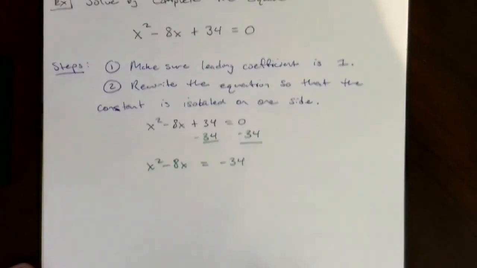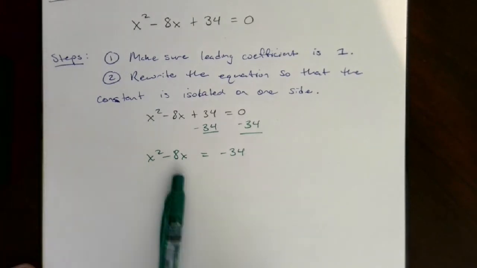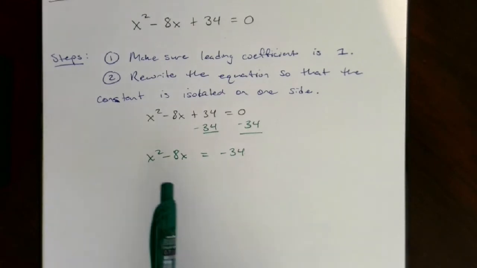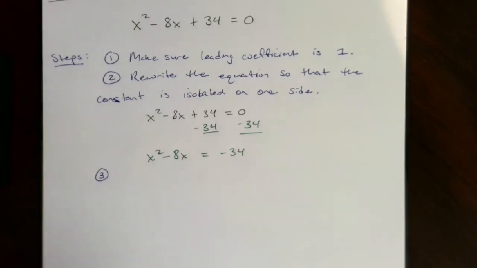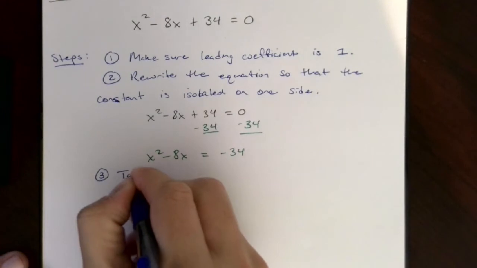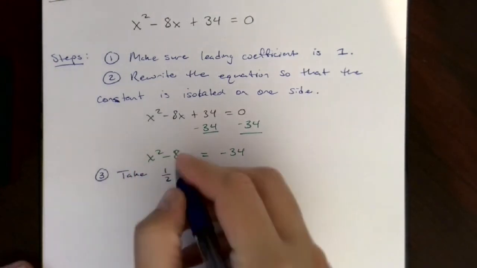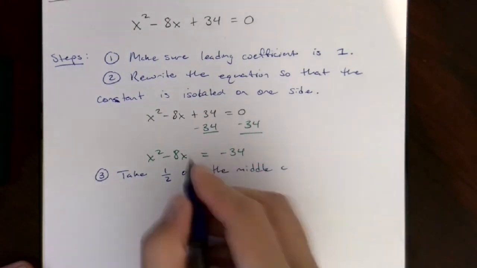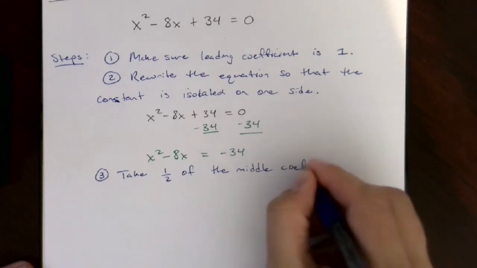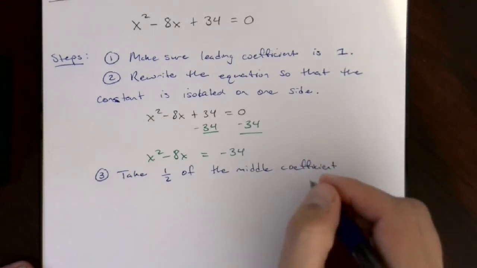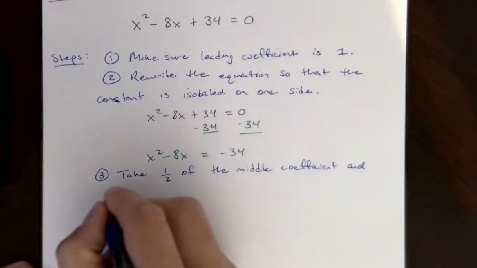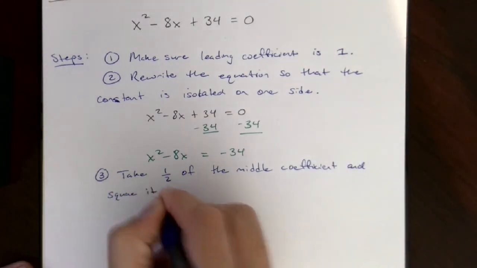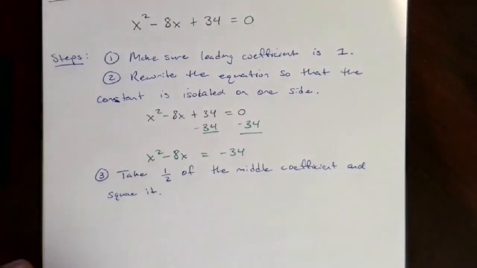Now this is where we're going to actually do our completing the square process. My goal is to make this left side a perfect square trinomial. So when I factor it, it's the same factor times itself, meaning it's a factor squared. And the way we do this is we do it systematically. If you take 1/2 of the middle coefficient, the coefficient on your x here, and you square it. So we're going to take half of the negative 8, and we're going to square it.